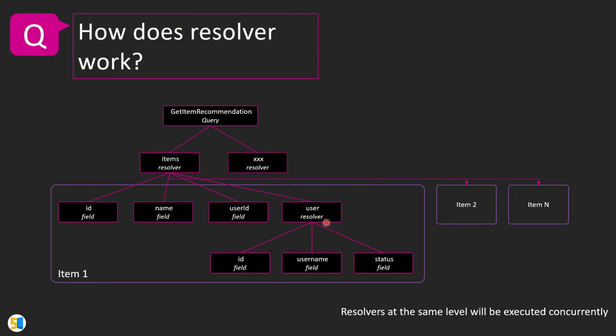So it introduces the n+1 problem, right? The n+1 problem basically means that to resolve all of the response of this query, we need to call the item resolver first, right? And then call the user resolver n times, right? So that's why it's called the n+1 problem. So to solve that n+1 problem, we can use a data loader.